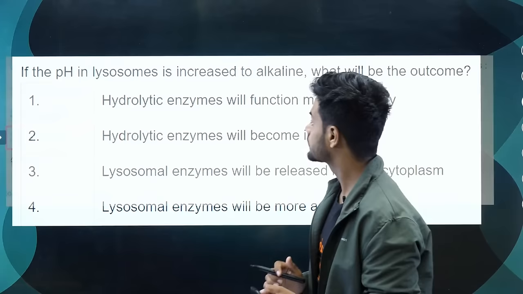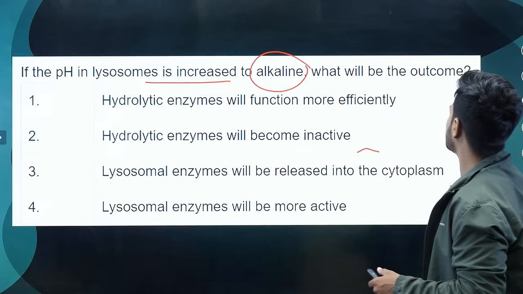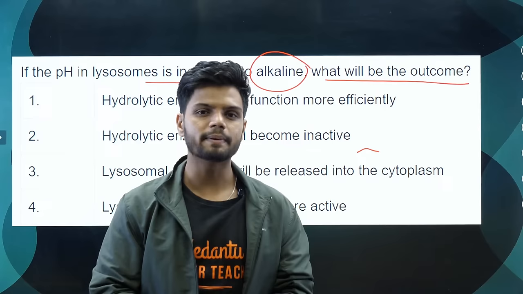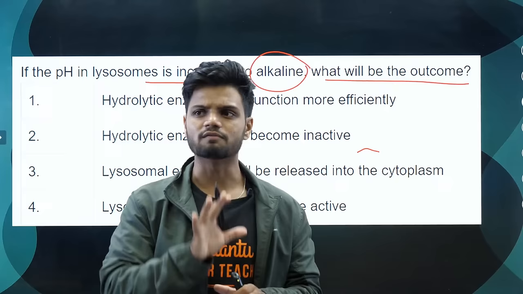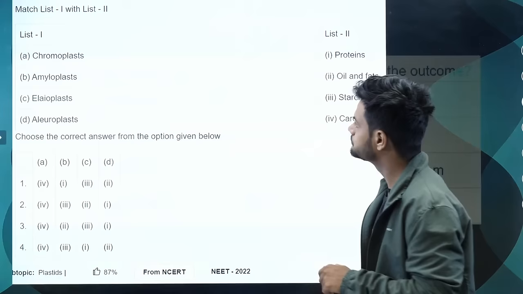Next question. If the pH of lysosomes is increased to alkaline, what will be the outcome? Students, lysosomes have hydrolytic enzymes. Now you tell me, if you're changing the pH, will the enzyme work properly? No. Enzyme will only work in a particular pH, particular temperature. Done. Next question.